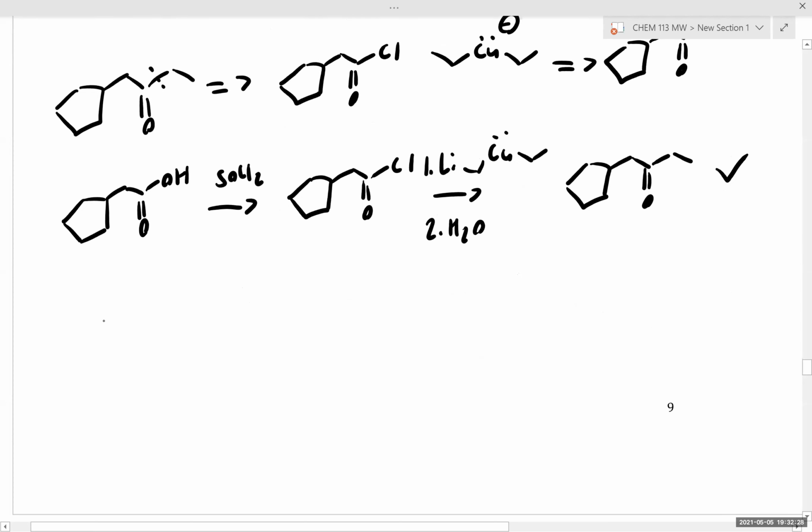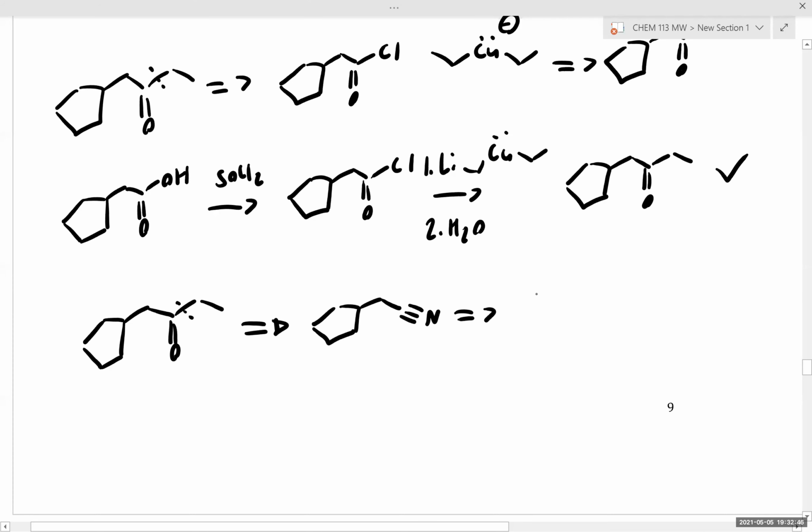Okay, let's look at our last route. In this case, we're trying to prepare a ketone from the amide. So I'm going to trace this back to addition into a nitrile. And we know that we can prepare nitriles readily from the corresponding amide. Make sure that you counted your carbons correctly so that way you don't end up with too many carbons at the end.